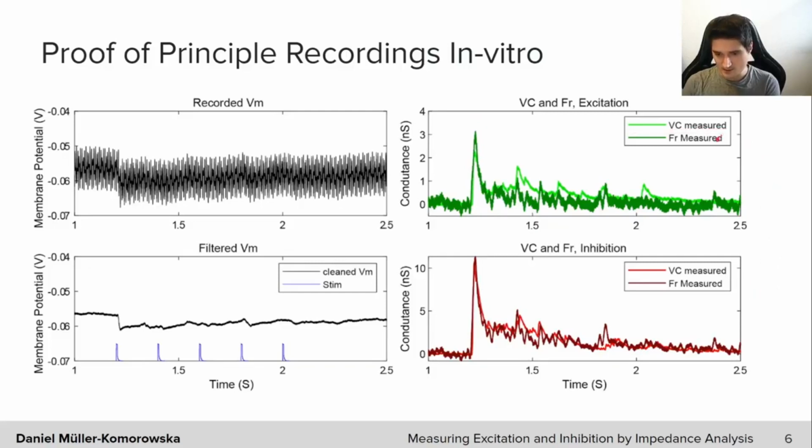And this darker one here, FR measured, is the conductance that we isolated with our new method compared to the voltage clamp here. And there's some things we can see here where our method follows extremely reliably both the magnitude and the time course of the conductance as measured with voltage clamp.